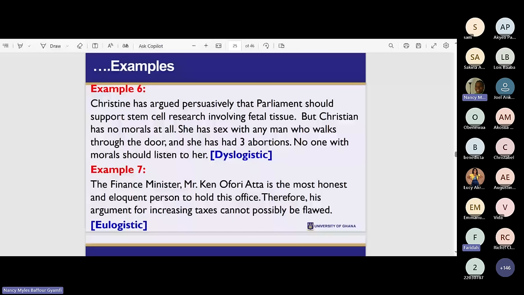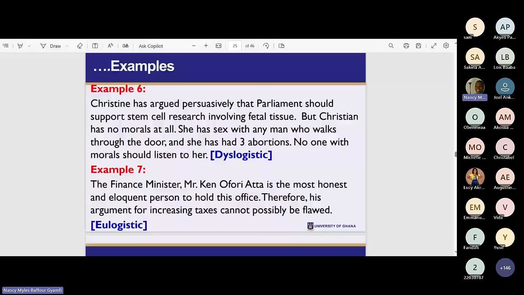The finance minister, Mr. Ken Ofori-Atta, is the most honest and eloquent person to hold that office. Therefore, his argument for increasing taxes cannot possibly be flawed. One who should name this one like this, he or she wants appointment.